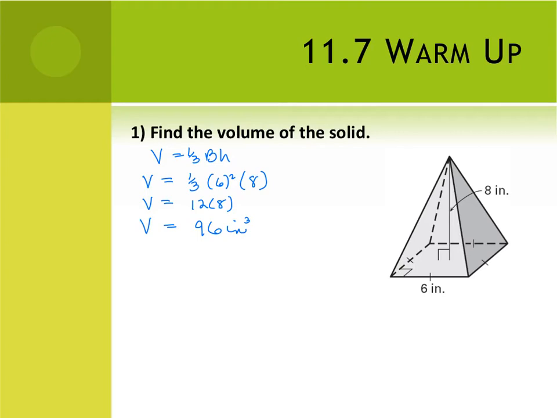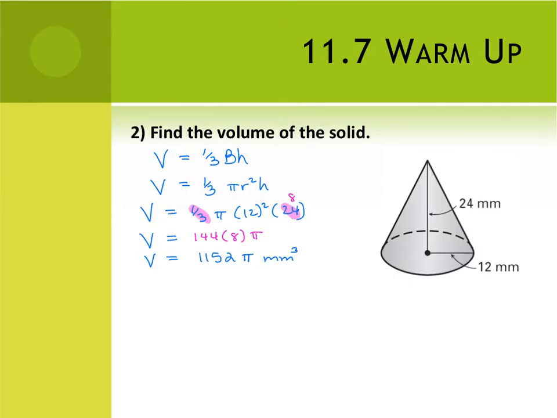The first question is a square pyramid. So again, remember the volume formula for a pyramid is going to be 1/3 area of the base times how tall the pyramid is. So this is 96 inches to the third power, or cubic inches. Pretty good on number 1. Okay, here's number 2.